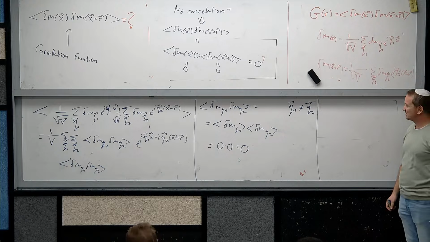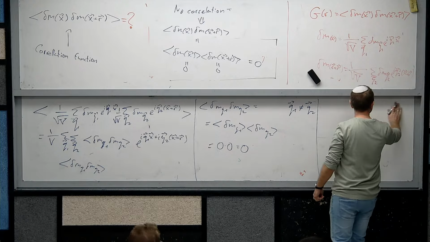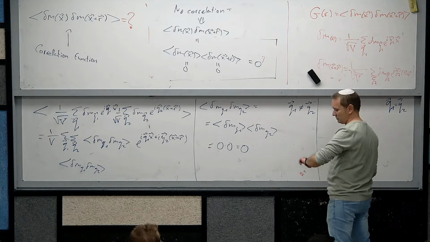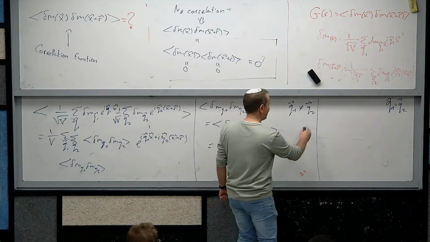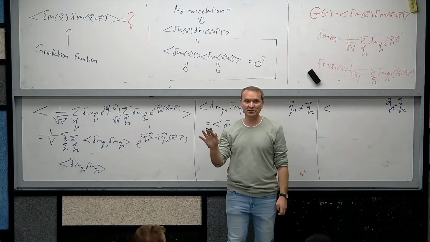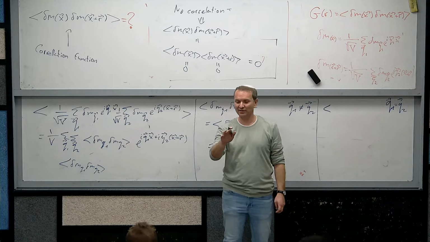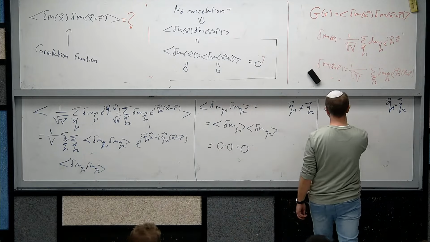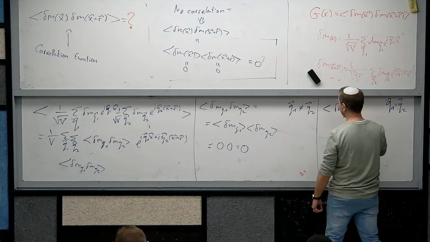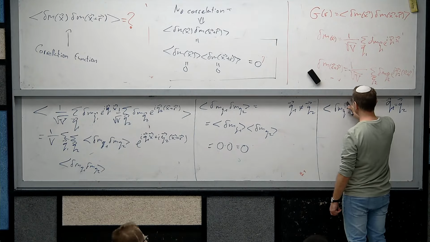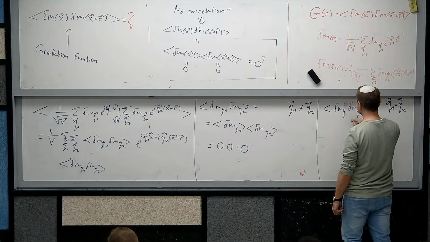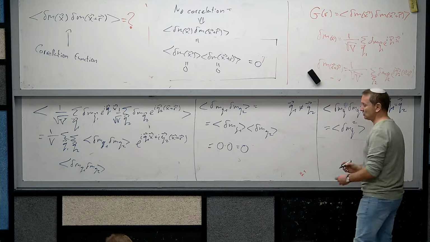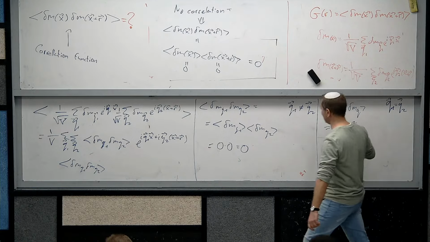Okay. So what happens when Q1 equals Q2? What happens here? Answer? It's basically the average of the square. So delta M Q, delta M Q average, which is delta M Q squared average, right? Okay, let's calculate this.